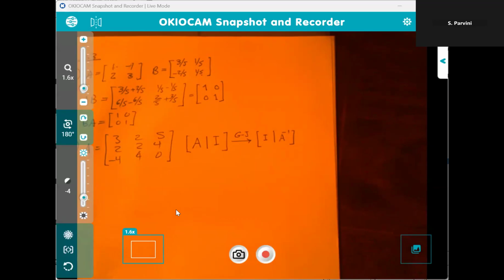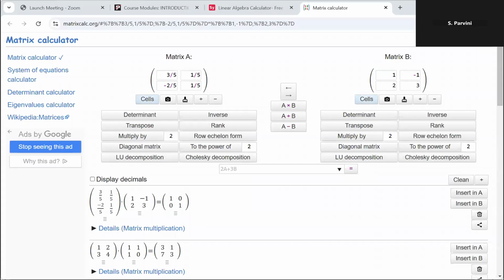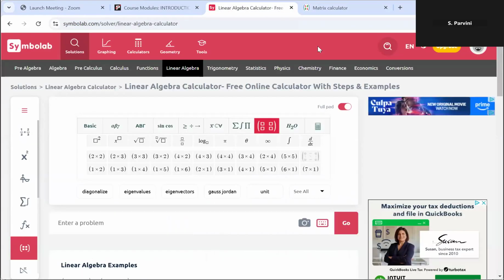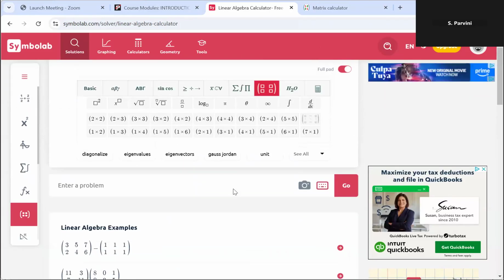So with that in mind, we're going to go to SymbolLab. So I'm going to stop this share. I'm going to start another share. And this time we're going to SymbolLab. All right. So hopefully everybody can see my SymbolLab here.